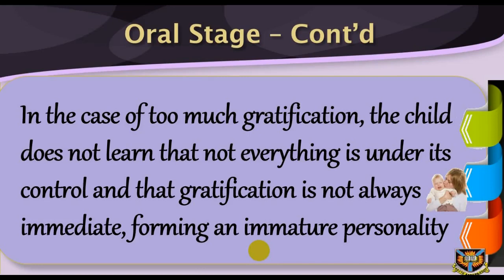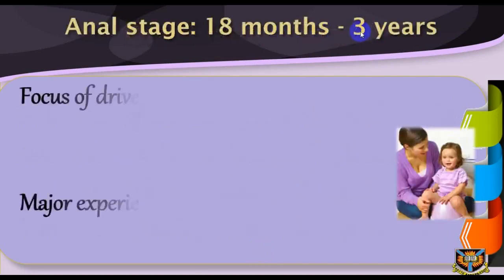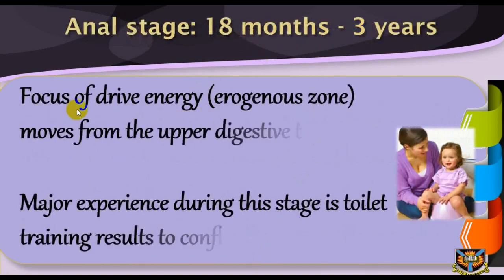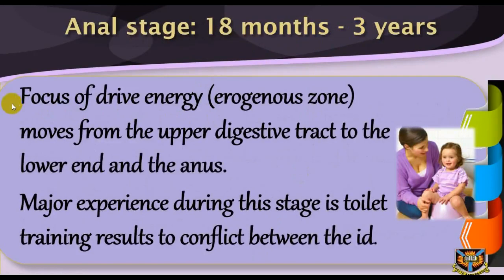Anal stage, 18 months to 3 years. In the anal stage of psychosocial development, the focus of drive energy, the erogenous zone, moves from the upper digestive tract to the lower end and the anus. This stage lasts from about the 15th month to the 3rd year of age. In this stage, the formation of the ego continues. The major experience during this stage is toilet training. This occurs by the age of 2.